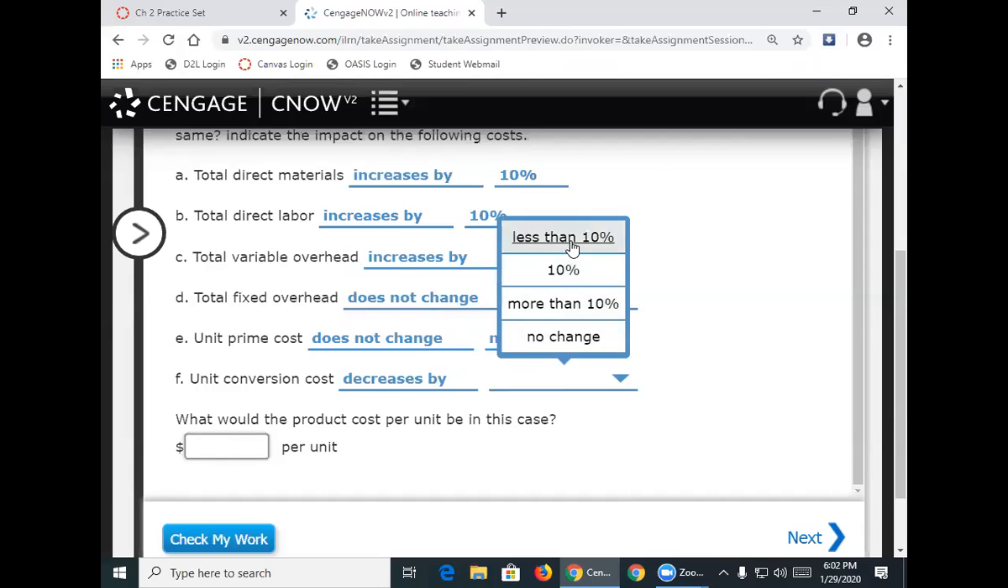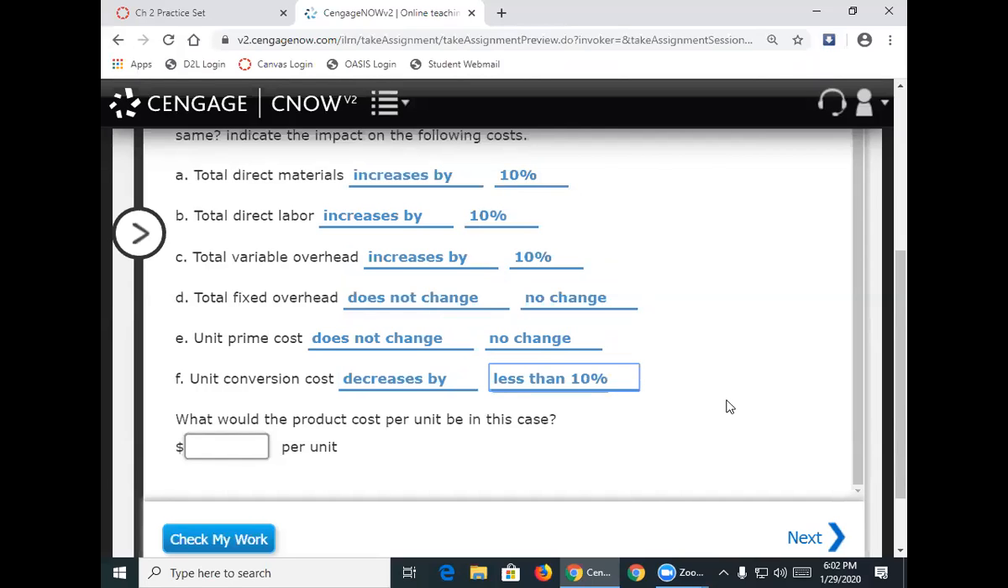Good. Because it's not every cost. Your labor and your variable overhead are staying the same. So out of all three of those conversion costs, only that fixed portion is going down. Fun and tricky, right? It's kind of like supply and demand curves almost. We won't graph it though, no worries.